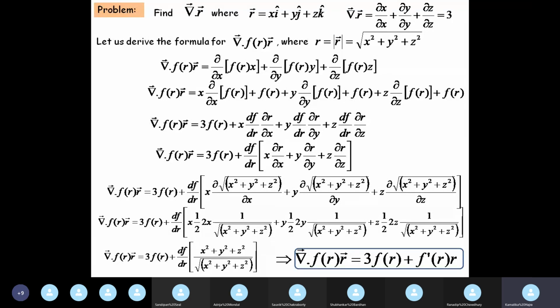So the formula that we get is divergence of f(r) r vector is equal to 3 f(r) plus f prime(r) into r. It's a scalar, you can see, and for any form of f(r) that is given, you can simply use this formula and find the answer. f prime(r), of course, is df/dr.